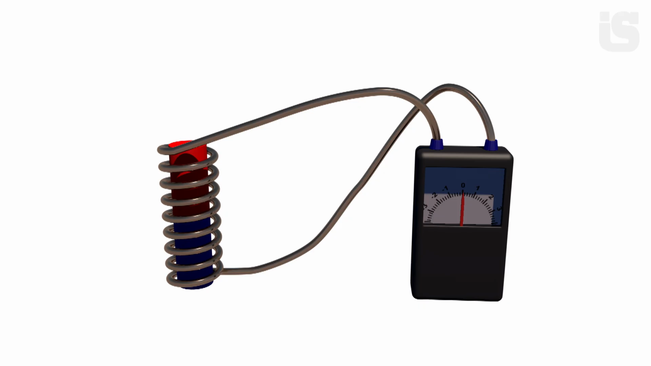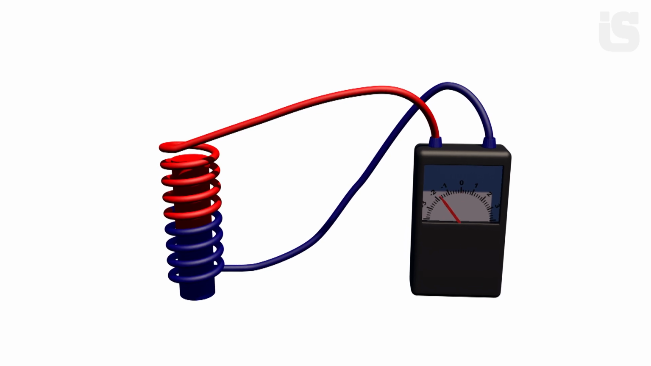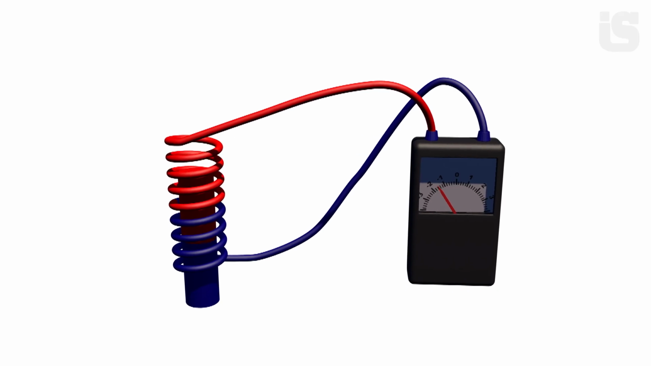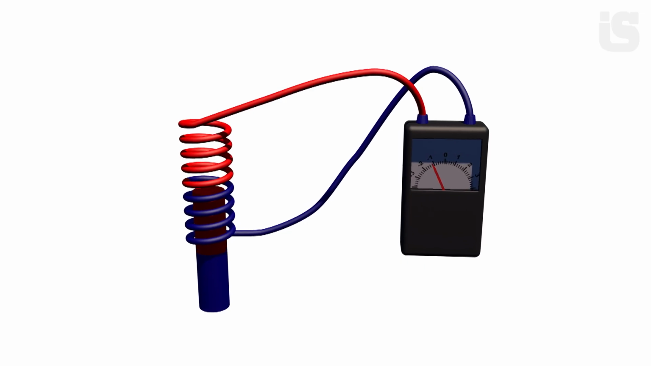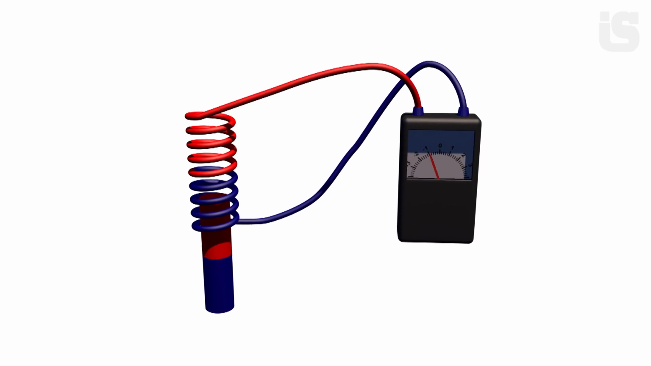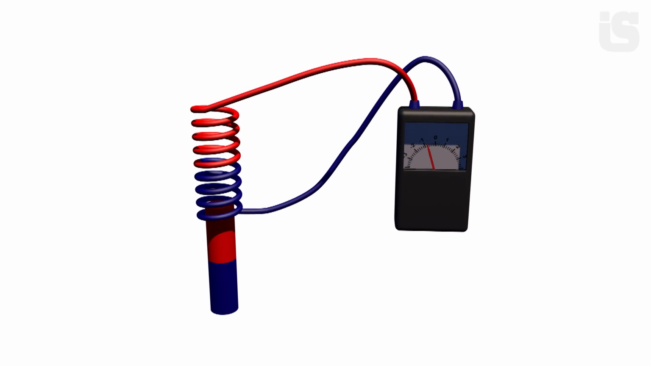At the center, the current instantly drops to zero. The magnetic flux reaches its maximum value and ceases for an instant. After passing through the center, the current reverses direction and the magnetic flux begins to decrease. The ammeter needle deflects in the opposite direction.